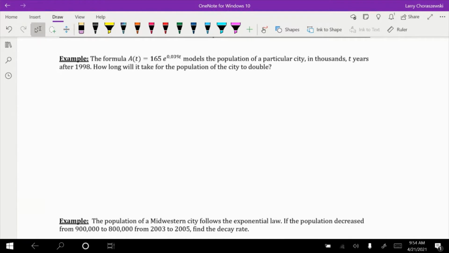It's 165 times e to the 0.039t. This models the population of a particular city in thousands. So when you see 165, you can assume that that's 165,000. And this is t years after 1998. How long will it take the population of the city to double?